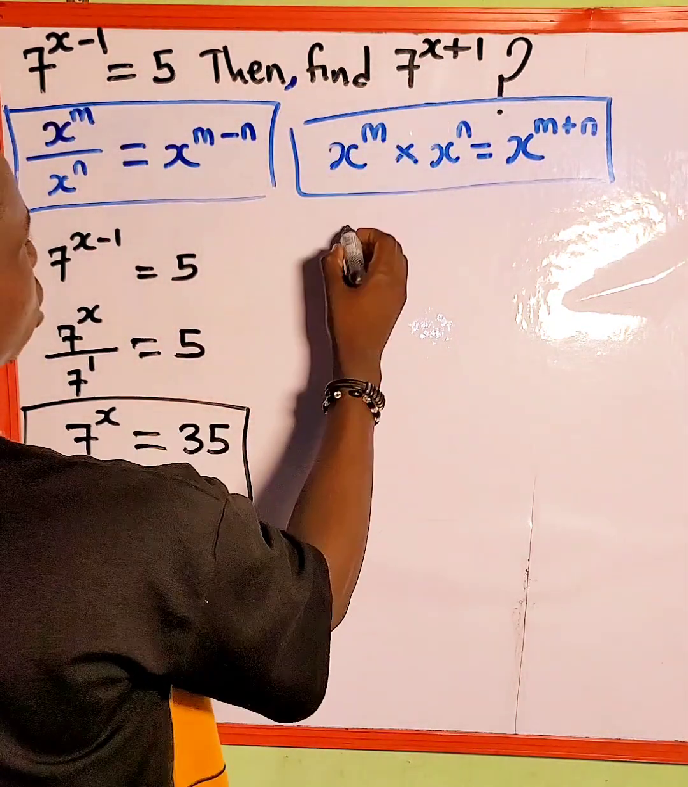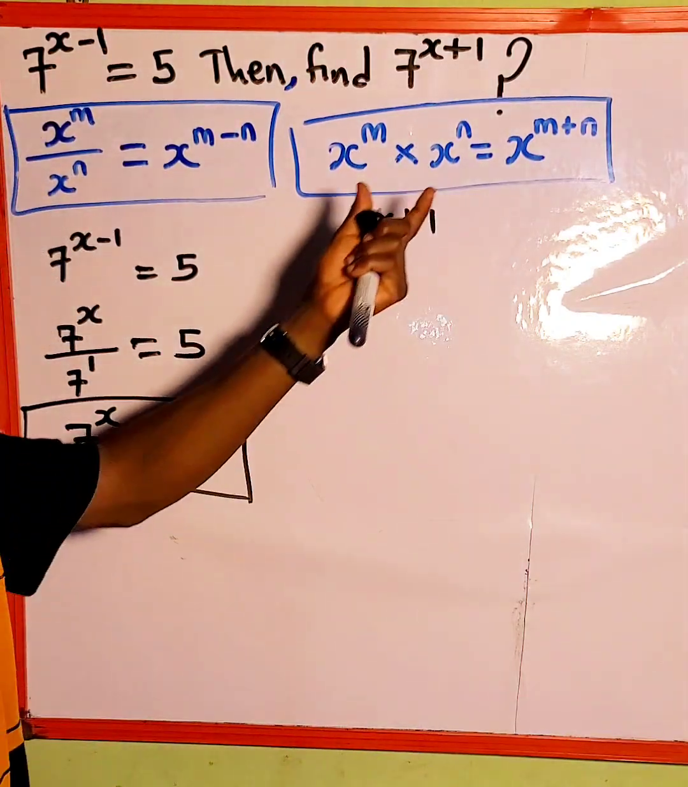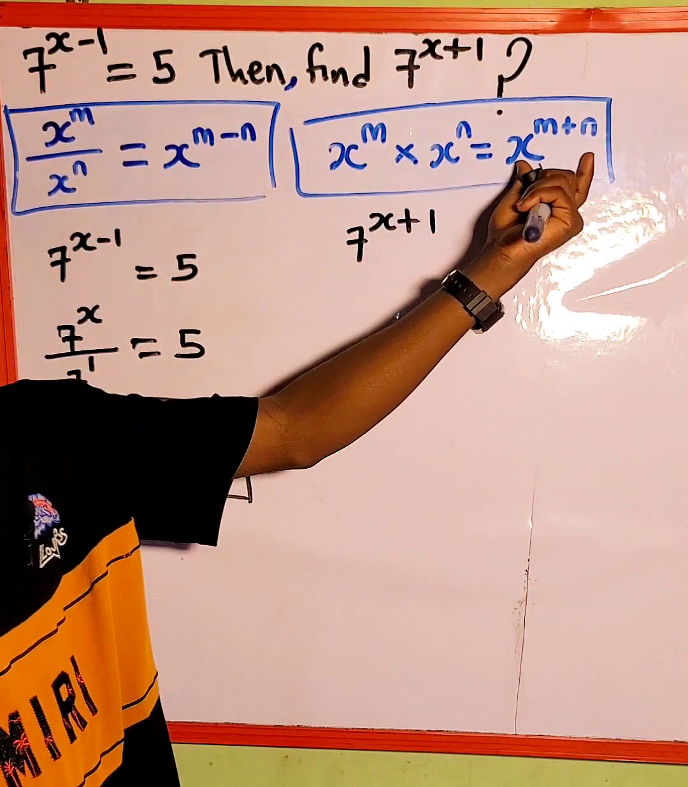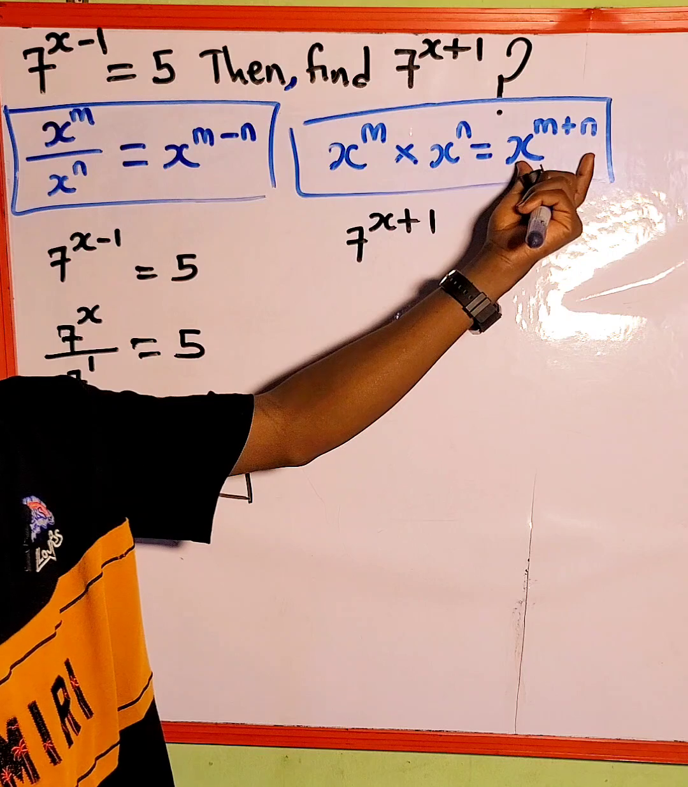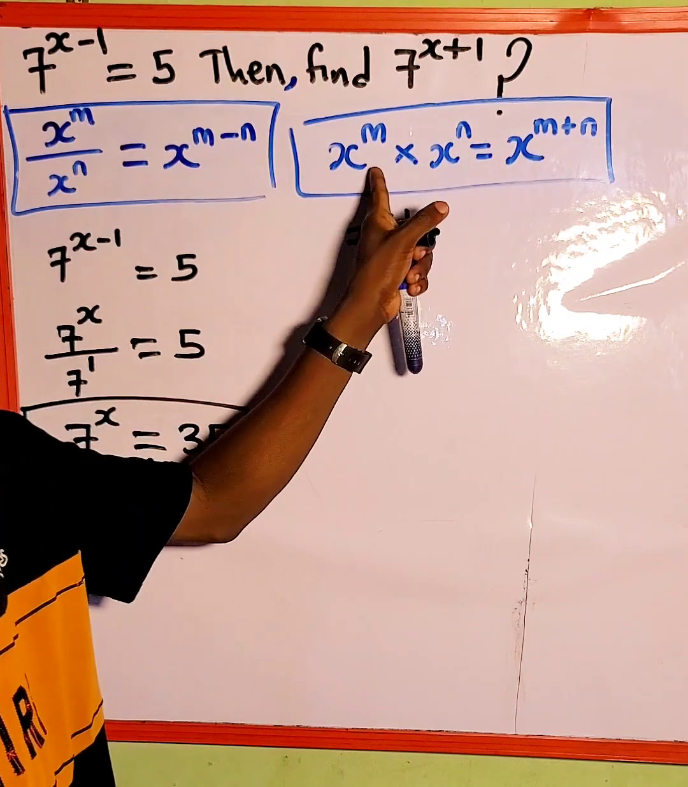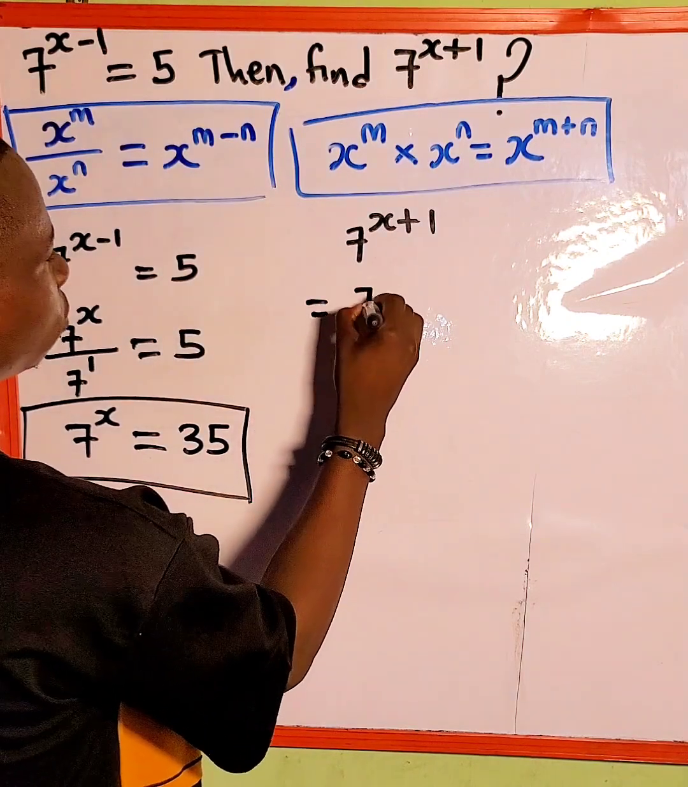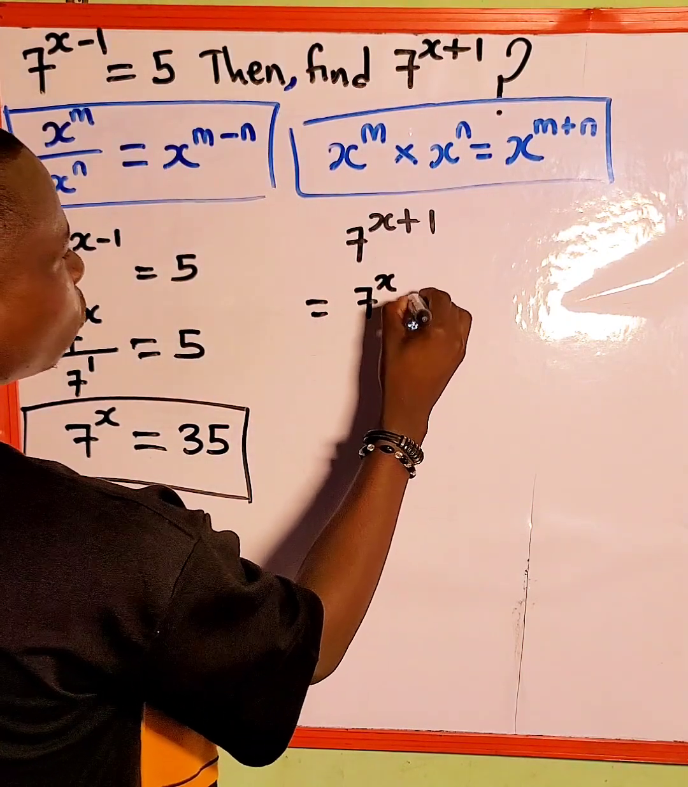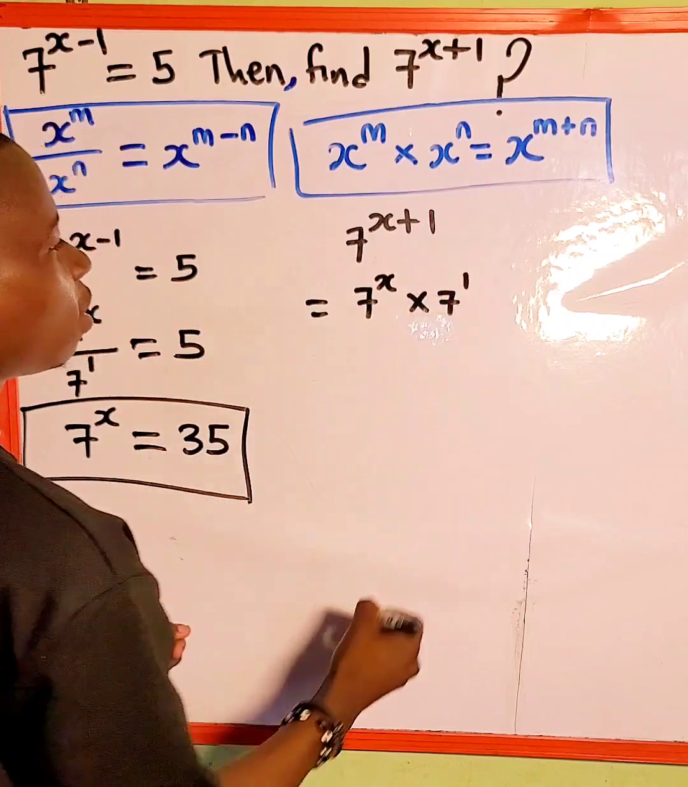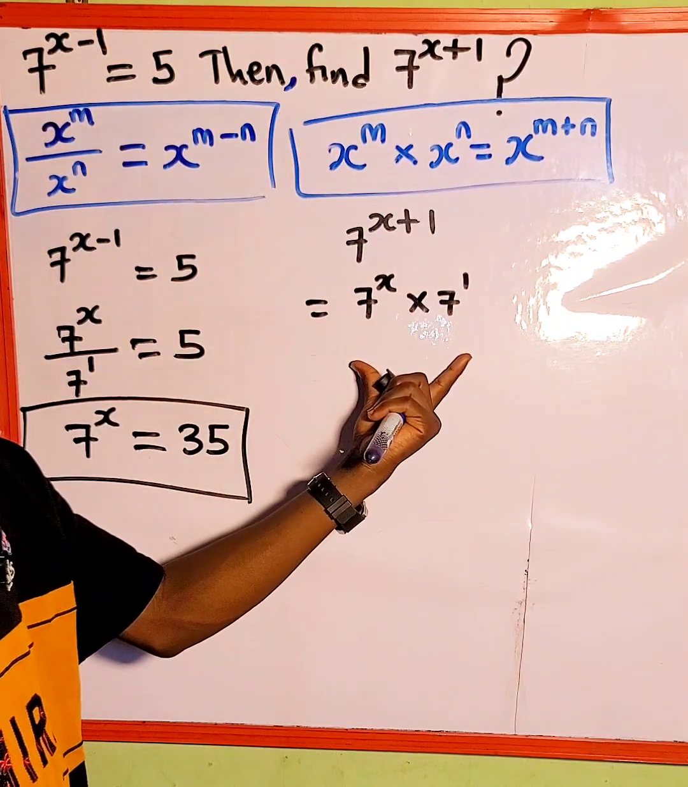So the expression we are given is 7 raised to the power of x plus 1. Applying the multiplication property of indices, as you can see, the right-hand side here is the same as this expression. So we want to transform this into this form. So this in this form is going to be what? 7 raised to the power of x, then multiplied by 7 raised to the power of 1. So this is equivalent to this using the multiplication property of indices.